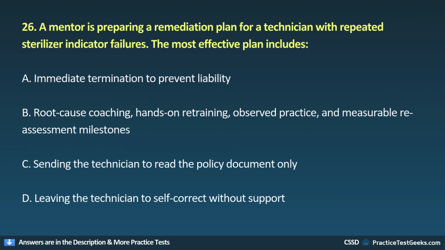26. A mentor is preparing a remediation plan for a technician with repeated sterilizer indicator failures. The most effective plan includes A. Immediate termination to prevent liability. B. Root cause coaching, hands-on retraining, observed practice, and measurable reassessment milestones. C. Sending the technician to read the policy document only. D. Leaving the technician to self-correct without support.